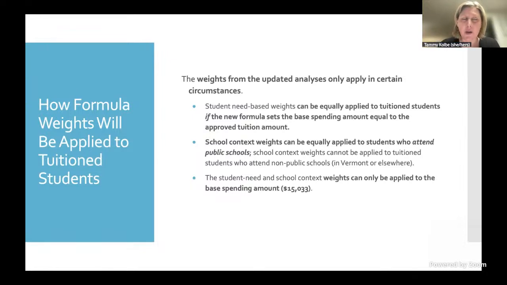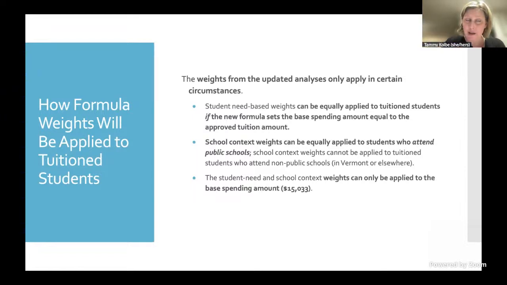You could imagine a world in which the 15,000 follows a student, and if there are additional needs, the cost adjustments follow the student too, right? So remember, I said that the student need weights can be applied to the 15. If you were an independent school and you accepted and enrolled a student who experiences economic disadvantage, then you also should be entitled to the base plus the cost adjustment, right?